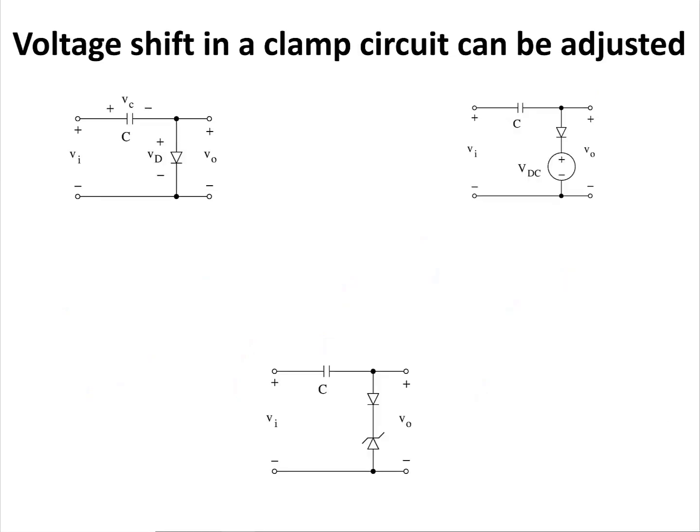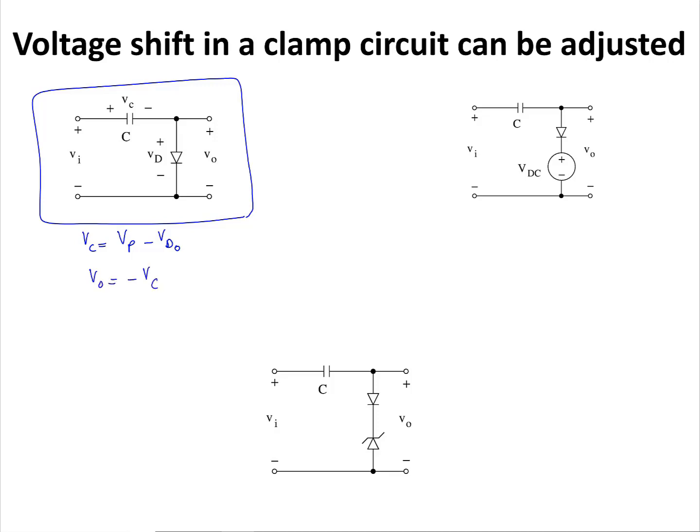The value of the DC shift that is added to the input signal using a clamp circuit can also be adjusted. And we can do that by adding a DC voltage source in series with the diode. So we already solved this circuit and you saw that the capacitor is going to charge up to the peak value of Vi minus the voltage drop across the diode, VD0, and after VC reached this value, the diode is going to turn off, and Vout is going to be equal to negative VC, which is a constant value at this point, plus Vi.